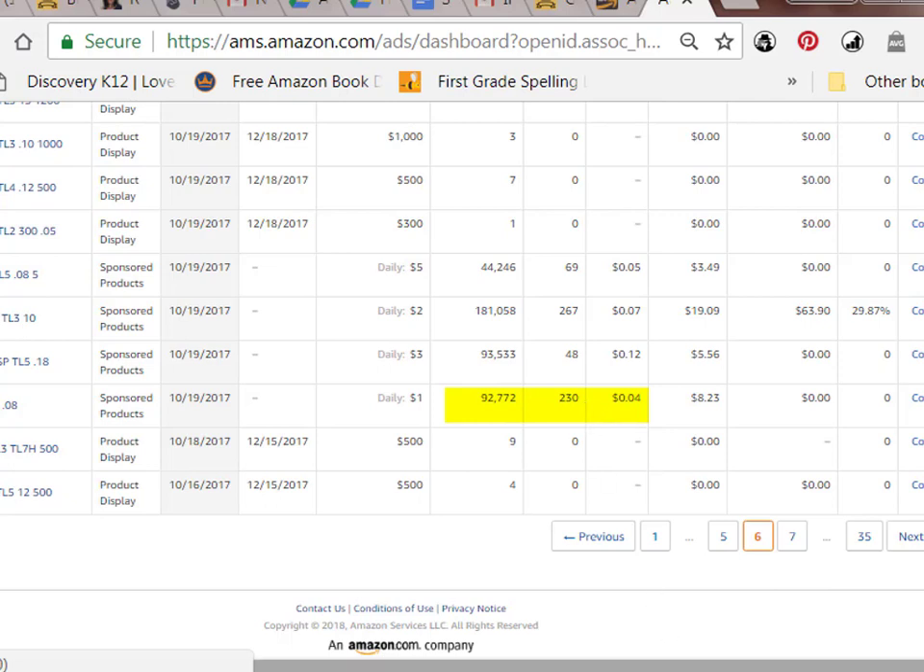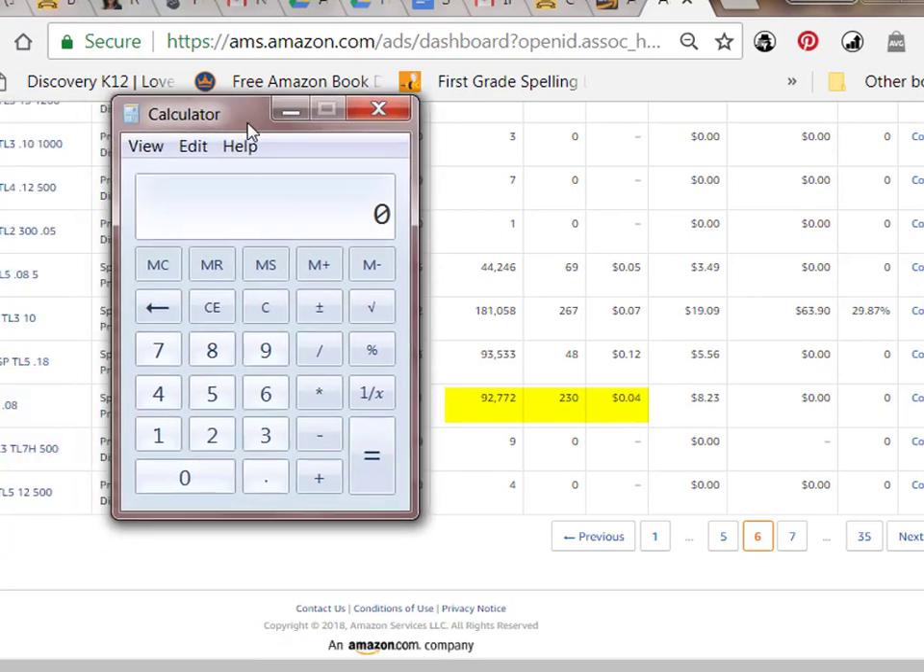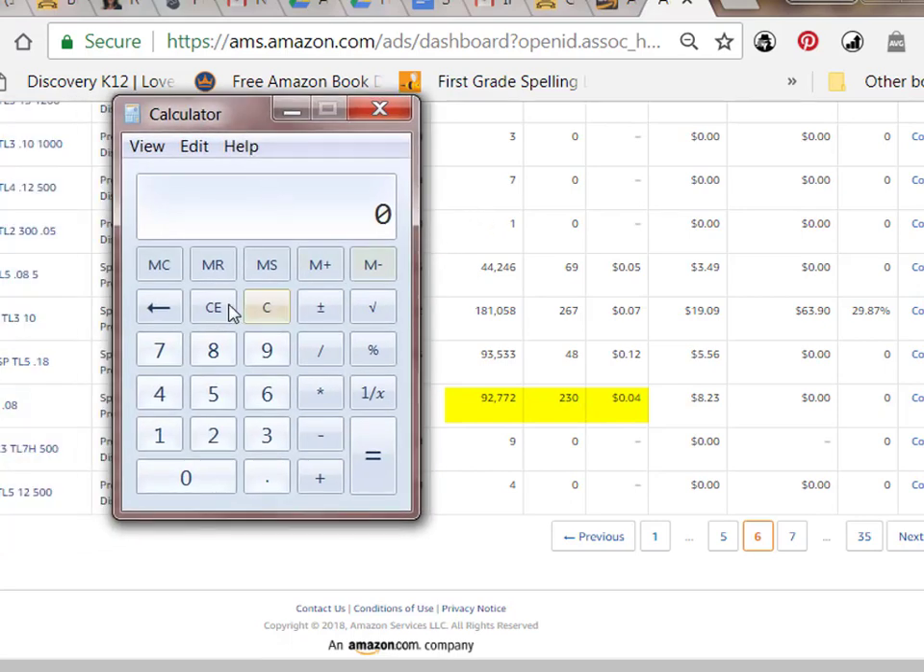Okay, so what I have is my little mini calculator here, and he's my friend because we're buddies. Okay, so the first number I'm going to type in is 92,772 because that's my impressions. Okay, then I'm going to hit my divide. Then I'm going to divide it by my clicks right here, the 230. All right, so that gives me 403.